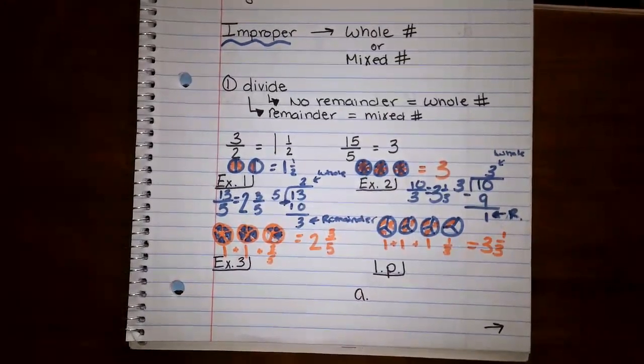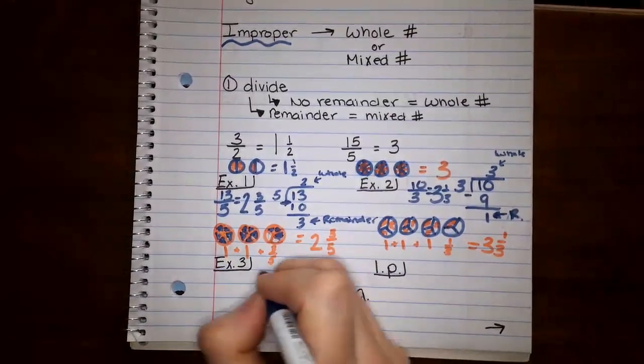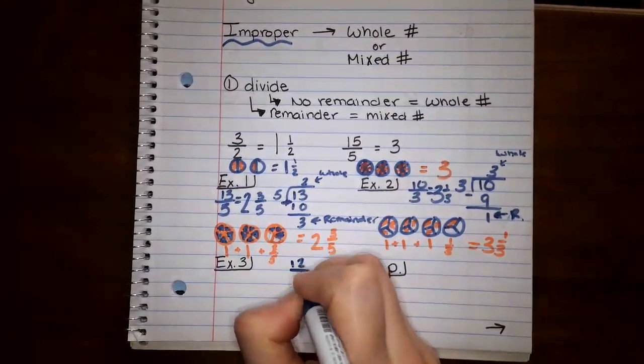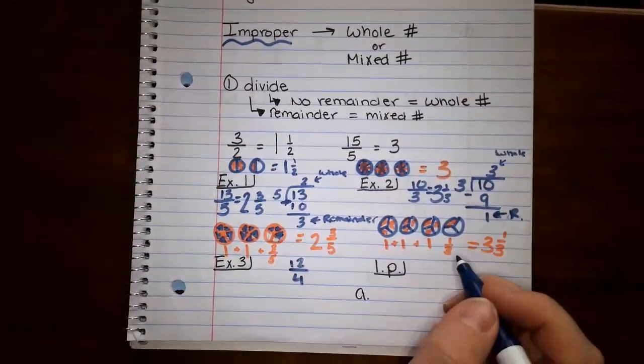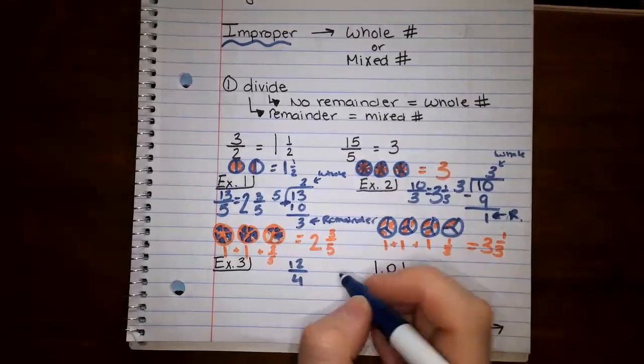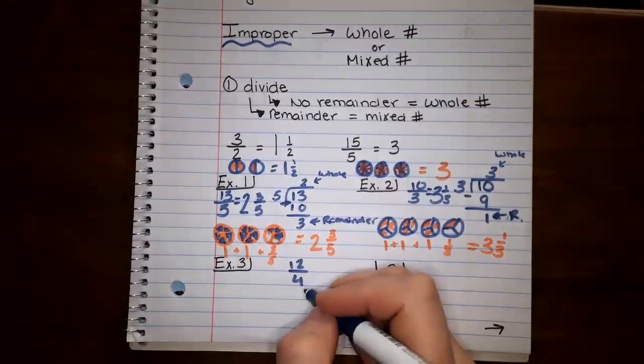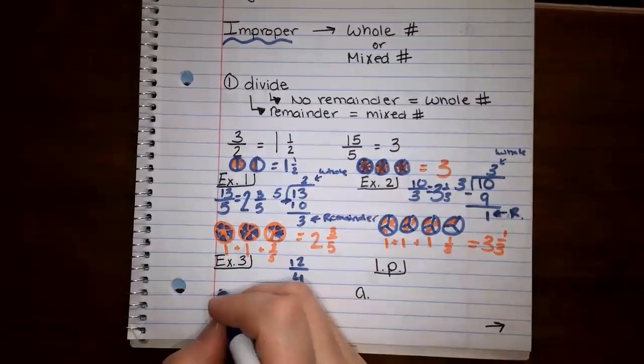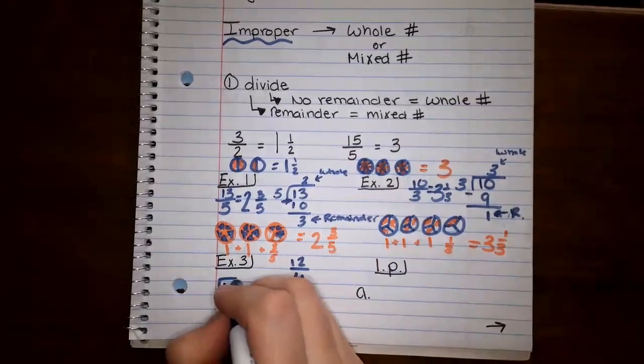Okay, it says that we are going to take 12/4, and we need to turn that into a whole number now. So now it's going to go into a whole number. These are pretty easy if you know your multiplication facts. So I'm going to take 12 and divide it by 4.